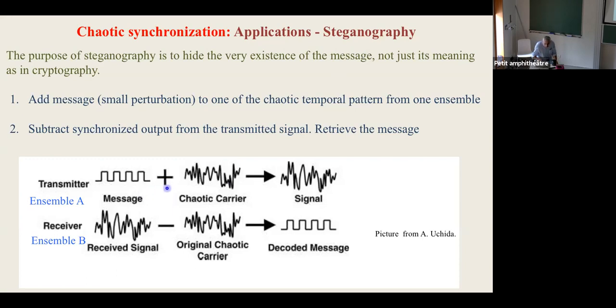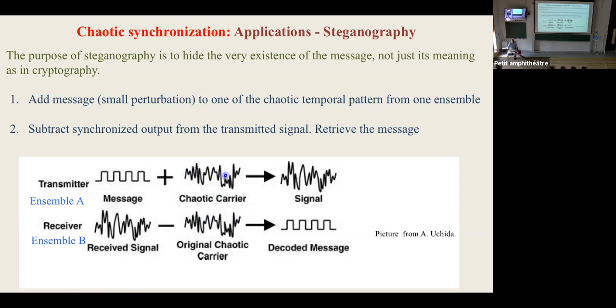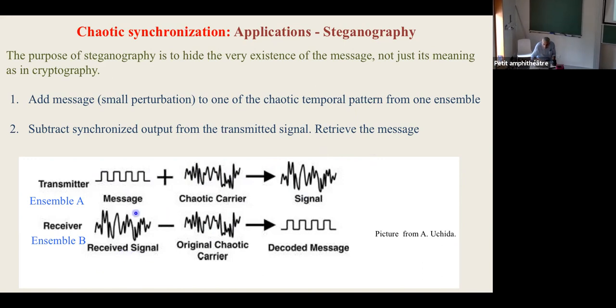Here is how it should work. You have, let's say, ensemble A. That's our chaotic carrier, so it has a certain chaotic line, but then ensemble B has the same line. And then you add a perturbative small message on top of this carrier, and that gives you a signal, but then ensemble B also has the same signal.